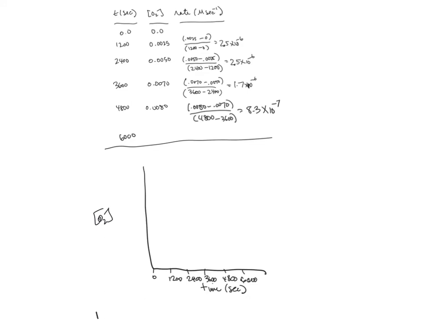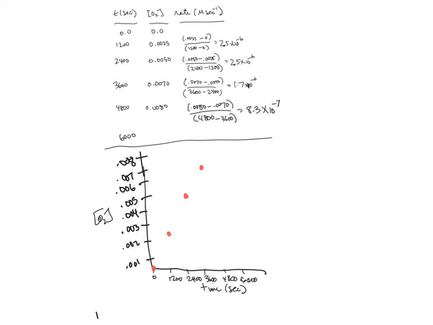And we have concentrations going up to 0.008. So 0.001, 2, 3, 4, 5, 6, 7, 8, something like that. So 0.001, 0.002, to 0.008. All right, so the first data set is 0 and 0. Then we have 1200 seconds, and it goes up to about 0.0025. 2400 seconds, it's 0.005. 3600 seconds, and it's 0.007.